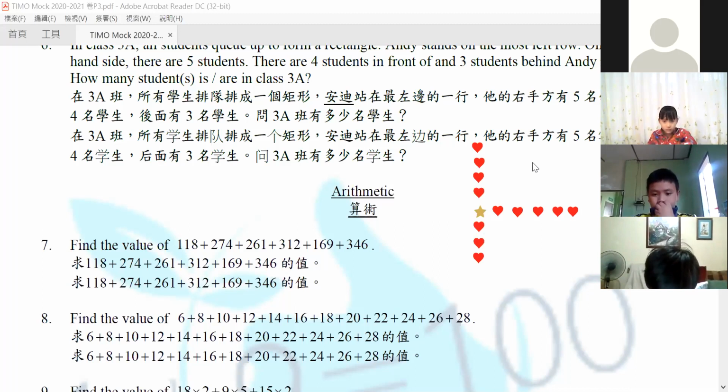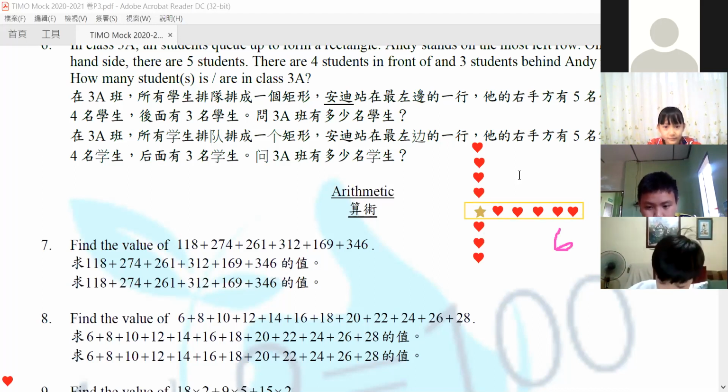So how many pupils are there? Well, we can start by asking how many students are in a row. There are six students in the row. And then how many columns are there? We have eight columns, eight rows. So let's draw it now.